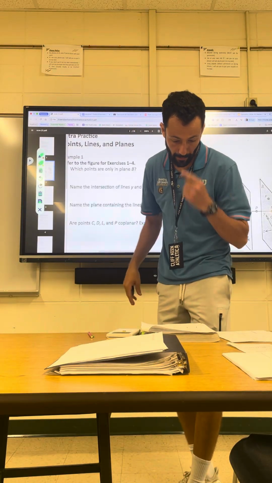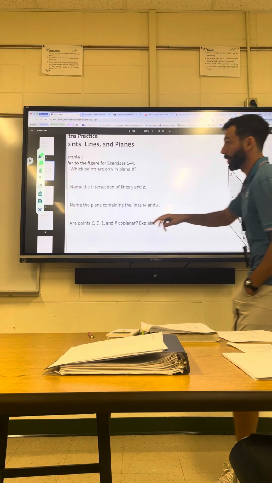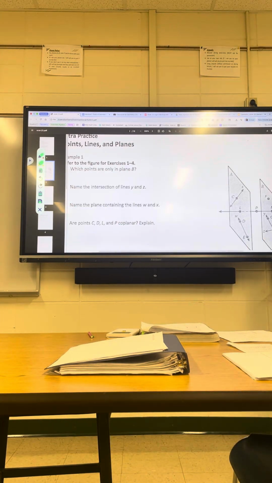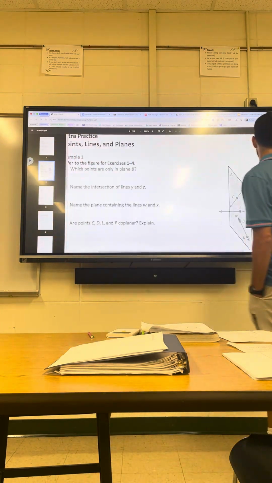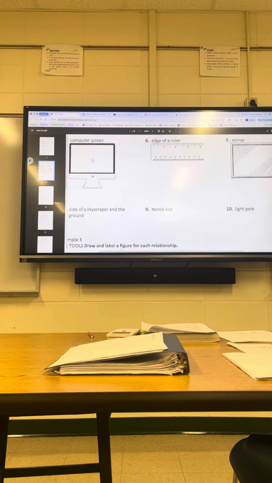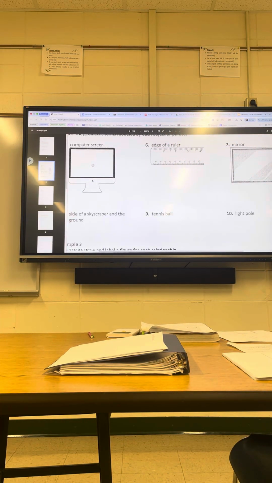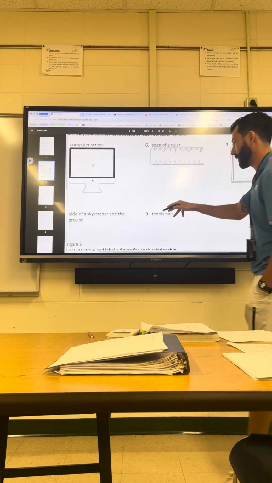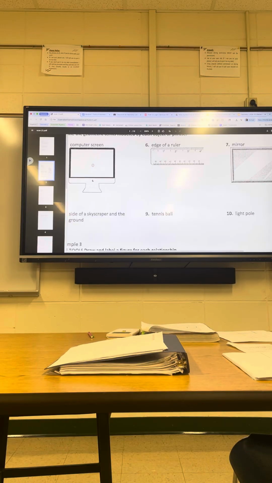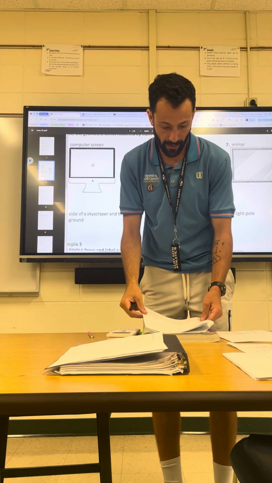And then we got 5 through 8 really quick. There's gonna be one problem like this on the test. Okay, you're just naming this. This is a point, this is a line segment, this is a plane. The side of a skyscraper would be a line segment, tennis ball would be a point, and then the light pole would be a line segment. You can go through that a little bit slower and fill that in if you want to. All right, we're gonna go to the next page.